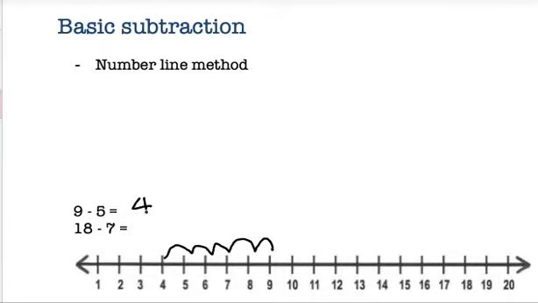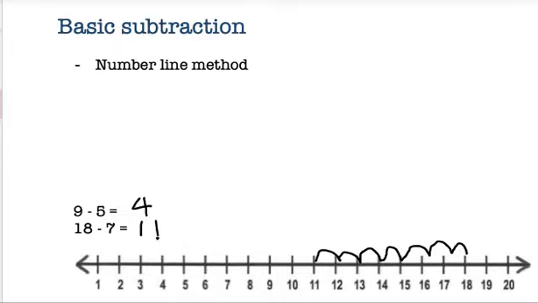So you can do this with larger numbers too if you'd like. Our next example is 18 minus 7. So let's go over to the number 18 and I'm going to go backwards 7 times now. So 1, 2, 3, 4, 5, 6, 7. And there is my answer. 18 minus 7 is 11.